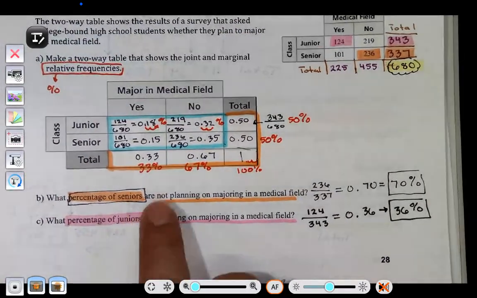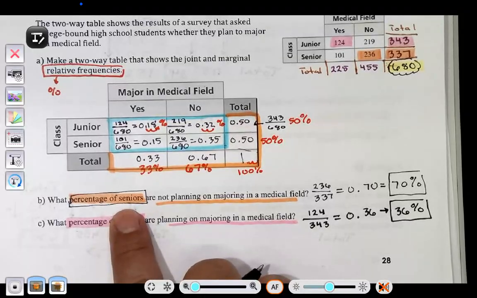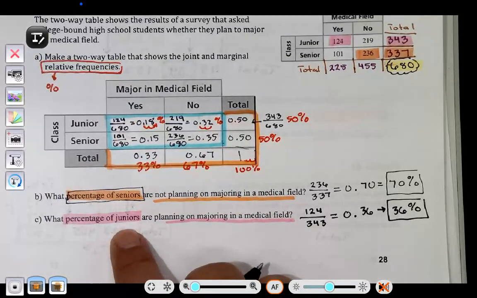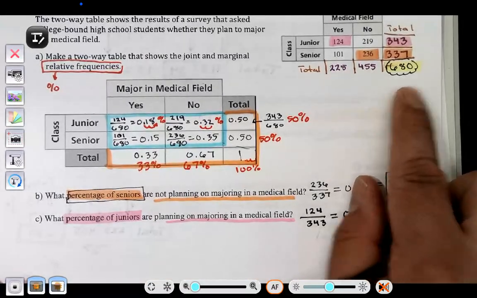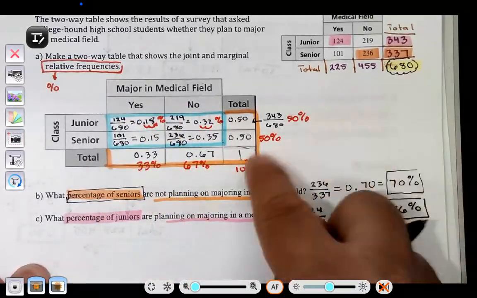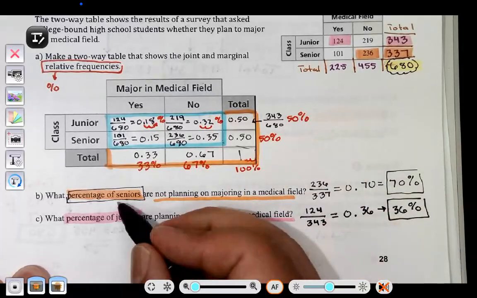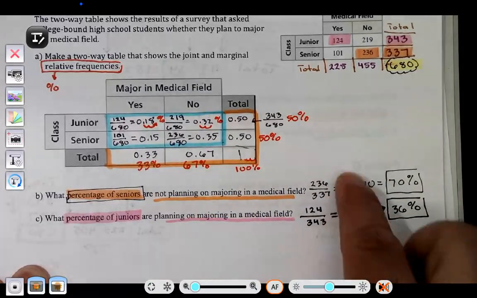So we do have to be very careful, because sometimes they just said only the seniors, only the juniors. Now, they had said all students, then I used the 680. Remember, these are the percentages for all students only. But if they break it down to something smaller, then we need to do the same when we write our fraction.